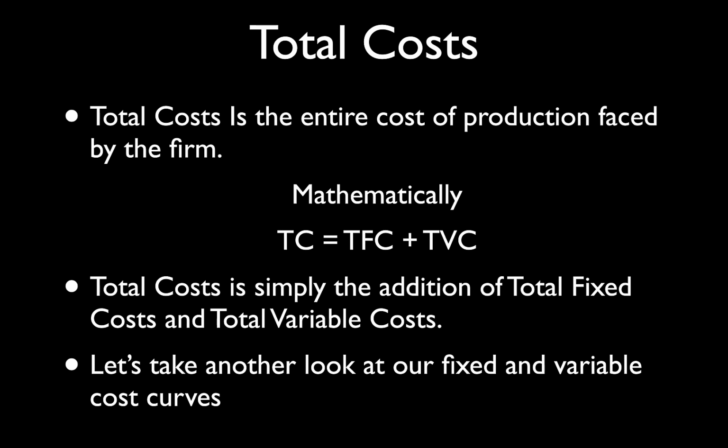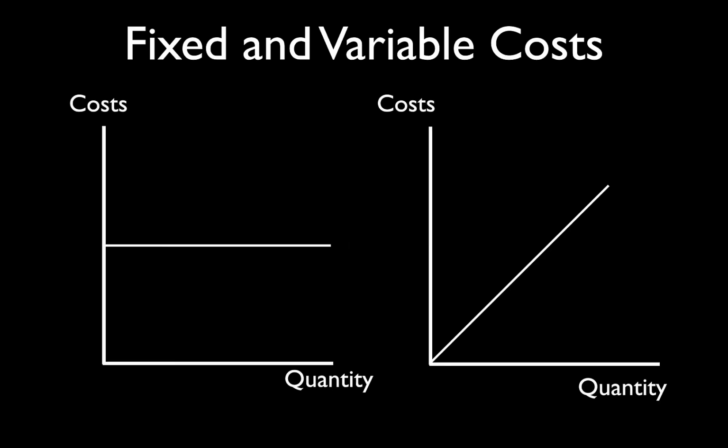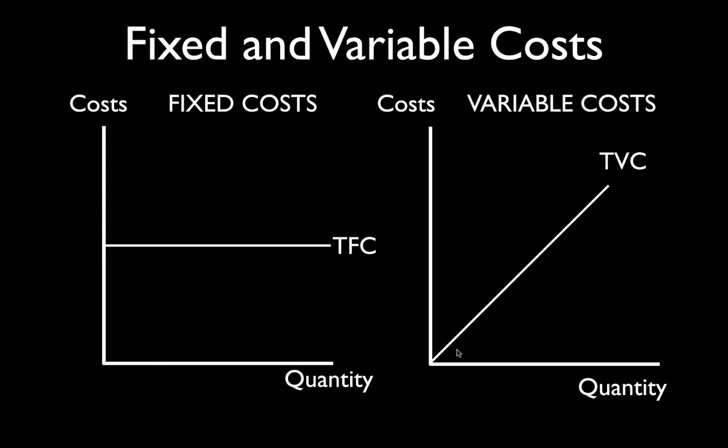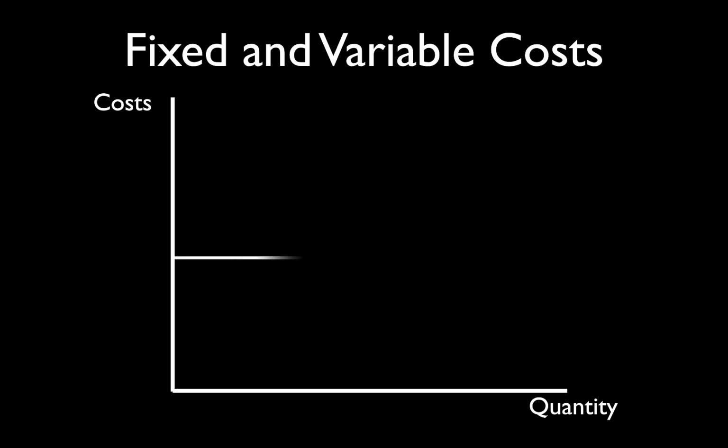And let's take another look at the graphs here. What we've got here on the left is our total fixed costs, and what we've got here on the right is our total variable costs. Now, we have just said that to find total costs mathematically, we have to add these two together. So this may become instructive in terms of, well, how do we add graphs? Well, what I'm going to do is draw the total fixed cost curve there.